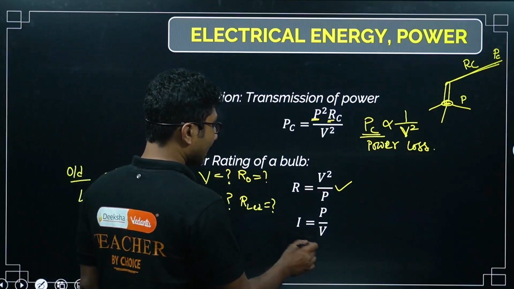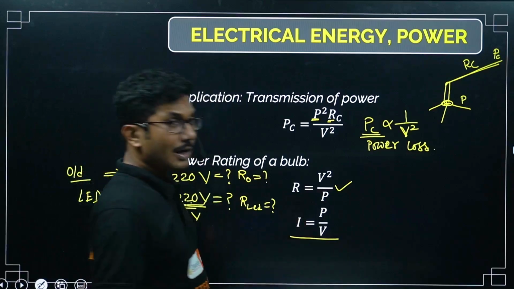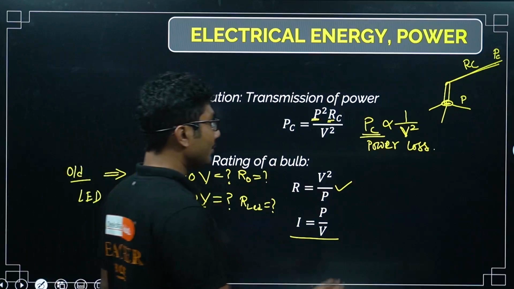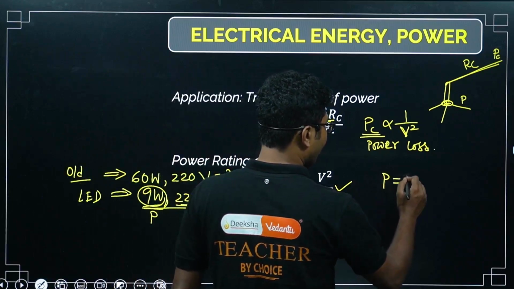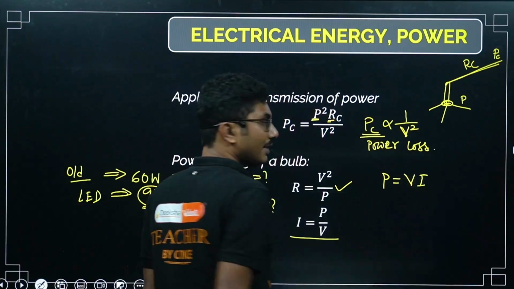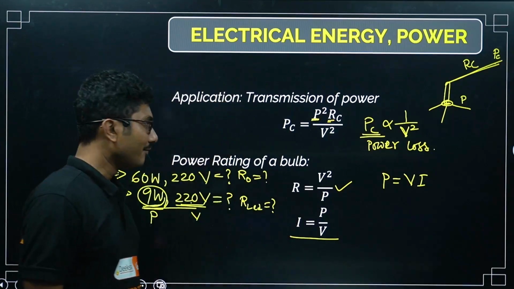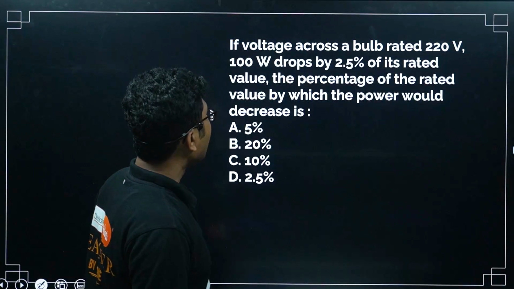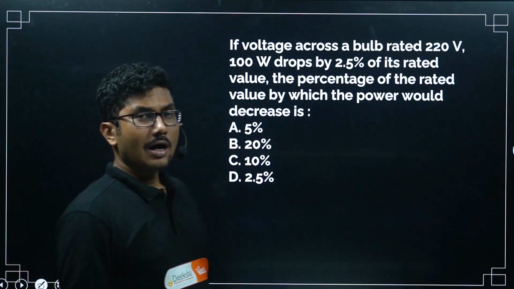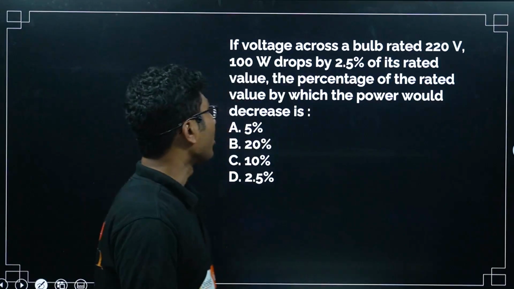And if you want to find the current, it is simply P by V. So we know that P is equal to VI, right? So we can calculate I is equal to P by V. Okay. Now let us look into a problem, a very important problem.